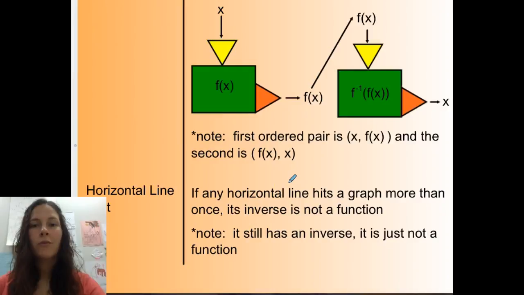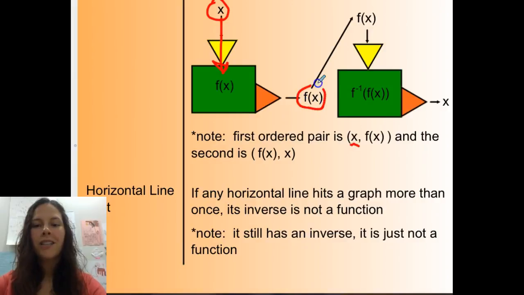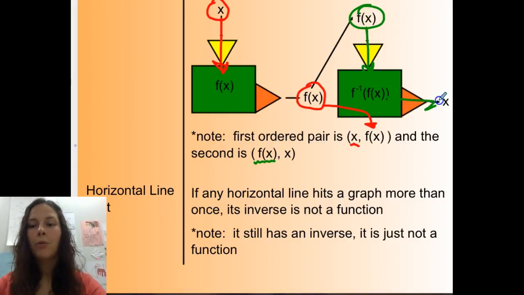A little note here about the ordered pairs for each function. Notice on the first function, our input was x. That's what we dropped into the function, so that's the x value. The output is f of x, so that's our y value. However, for the inverse function, those switched. The input was f of x, that's what we dropped into the inverse function, so that becomes our x value. The output was x, that becomes our y value in the ordered pair. So notice that the ordered pair switched. The x and the y values switched for the ordered pair.